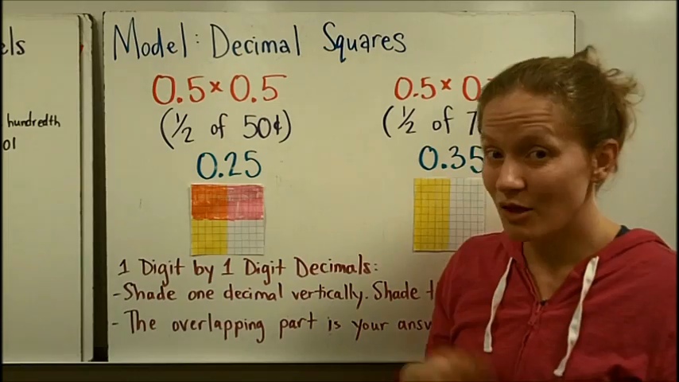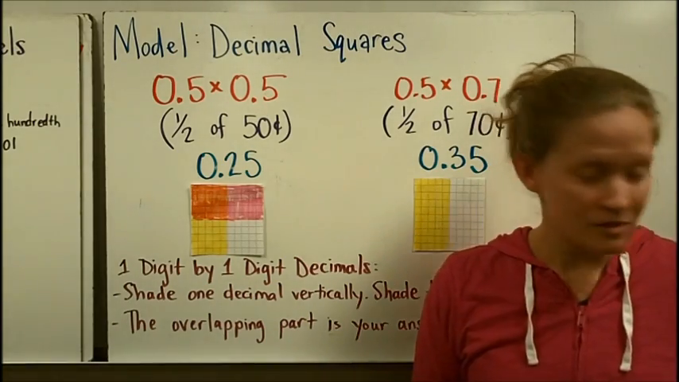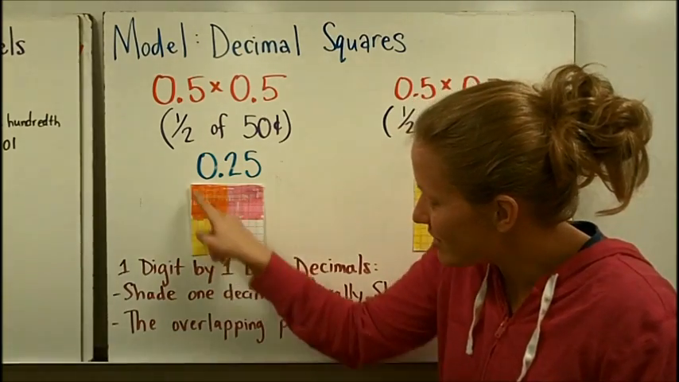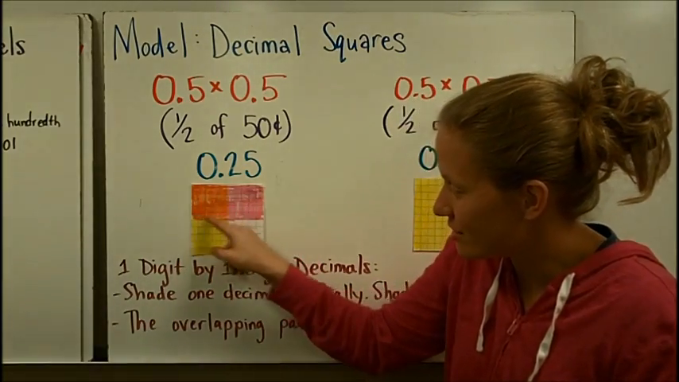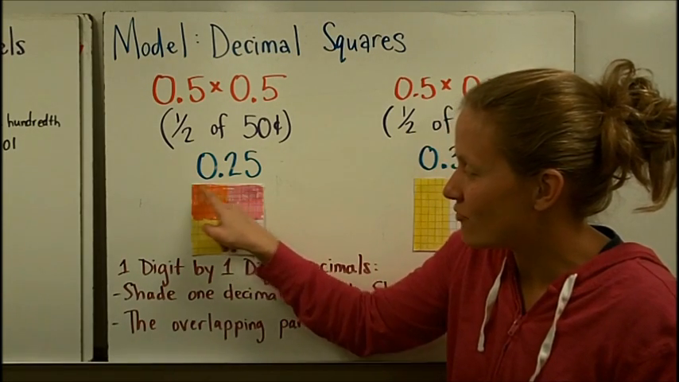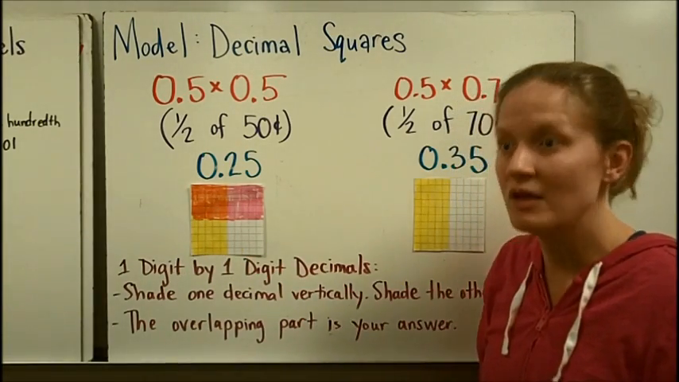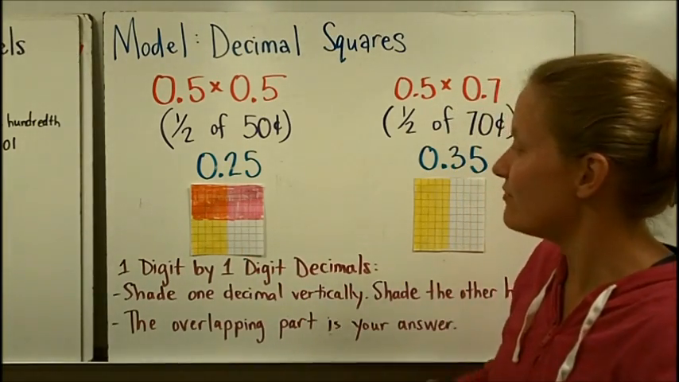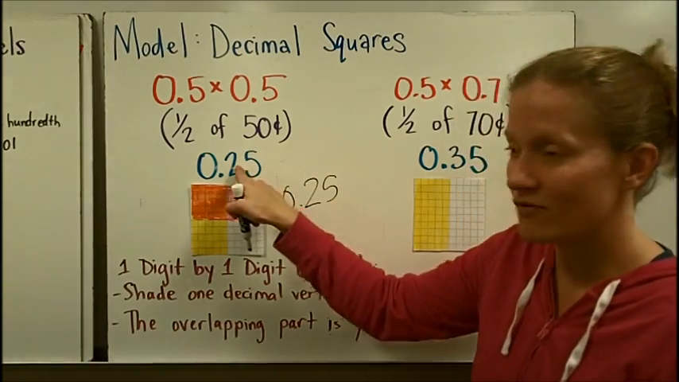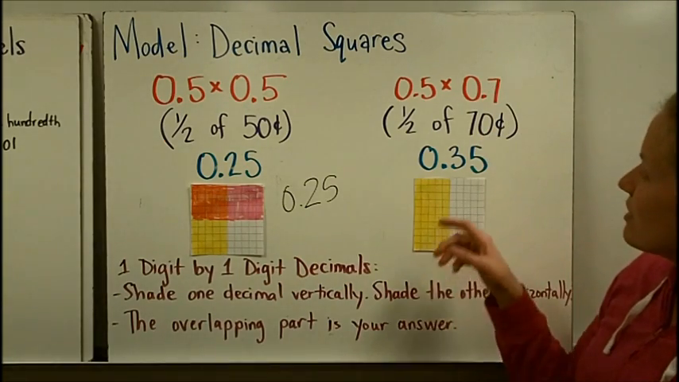If we want to locate our answer, the overlapping part is your answer. So you can see here that we have a pink piece, a yellow piece, and this overlapping part that's orange is the answer. Well, if I counted 1, 2, 3, 4, 5, I'm going to have 1, 2, 3, 4, 5 rows of 5. 5 rows of 5 is 25 hundredths. The same thing we figured down here. So this overlapping part is our answer. Let's model that over here as well.